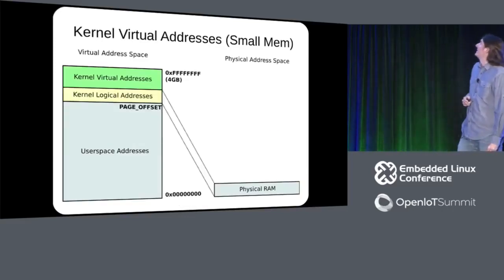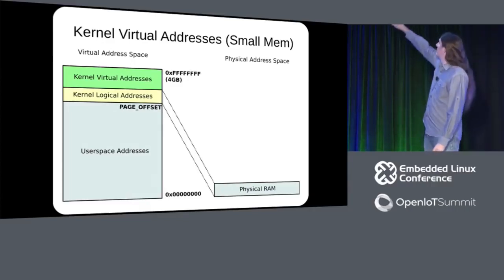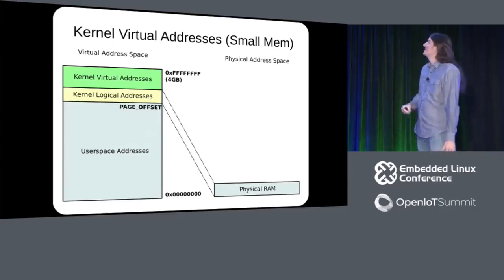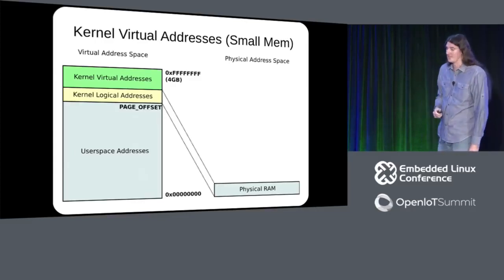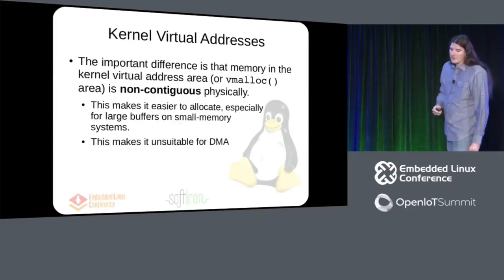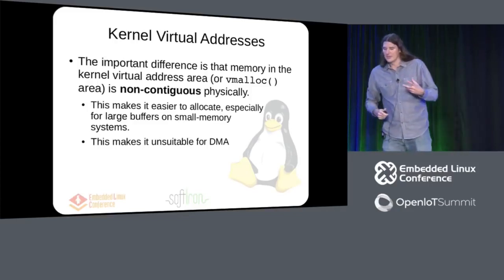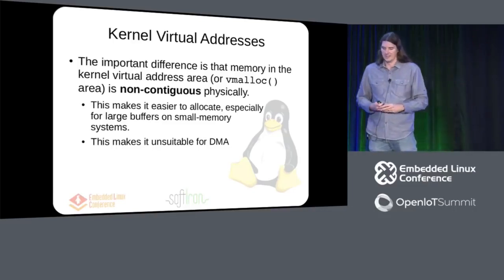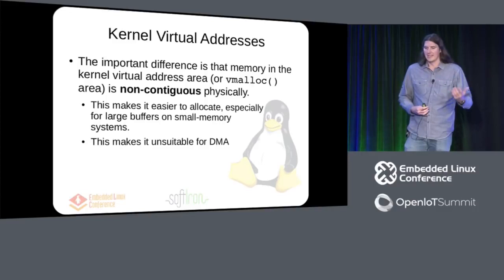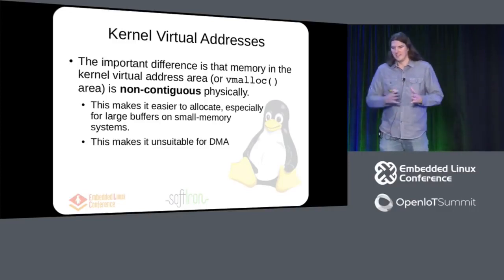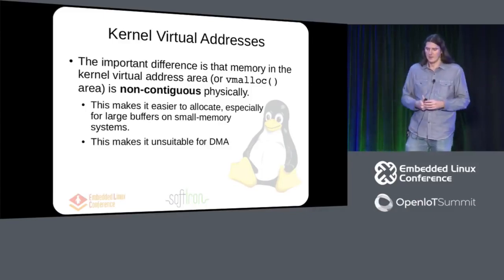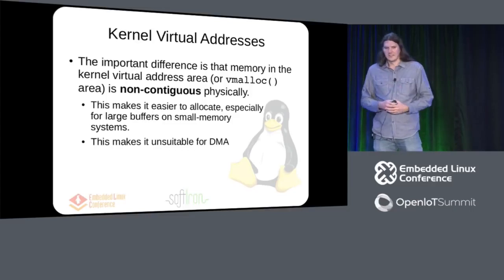So let's take a look at the picture here on a small memory system. On a small memory system where we have a small amount of RAM, we can see that we have kernel logical addresses, and then kernel virtual addresses show up above the kernel logical addresses. The important difference is that the memory in the kernel virtual address area, or the vmalloc area, is non-contiguous physically. So this will sometimes make it easier to allocate. If you have large buffers, like I said, it'll be easier to find blocks of memory that can be stitched together to create a non-contiguous buffer. But this also makes it unsuitable for DMA.